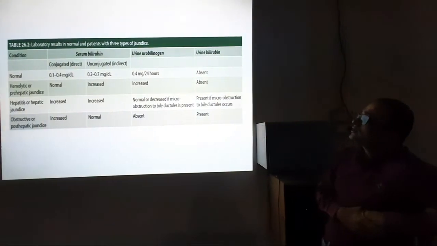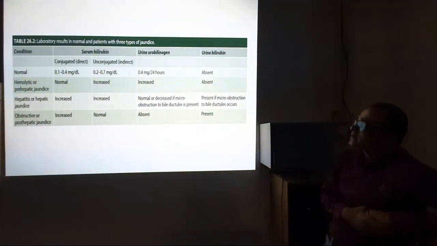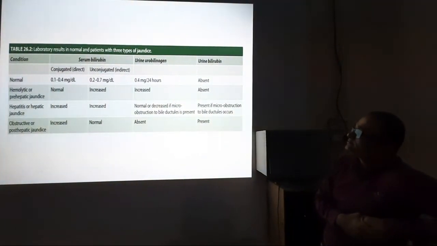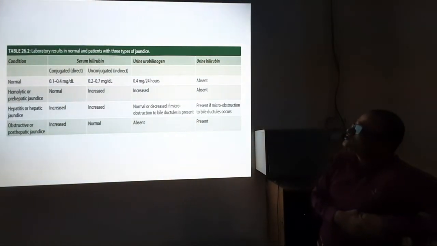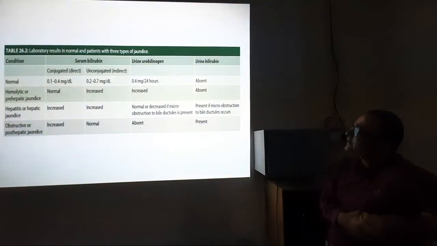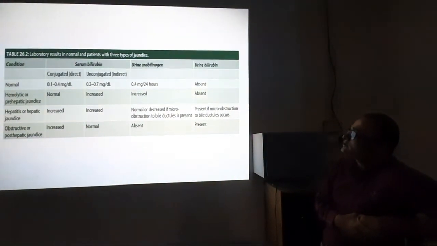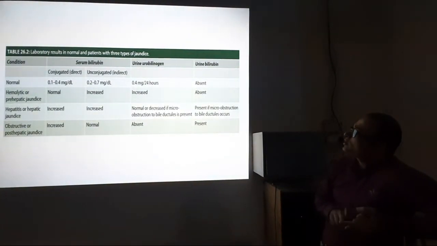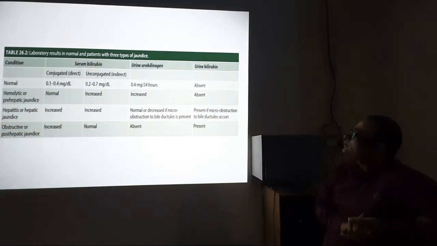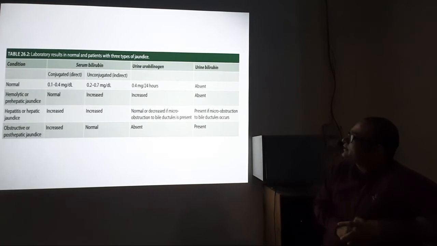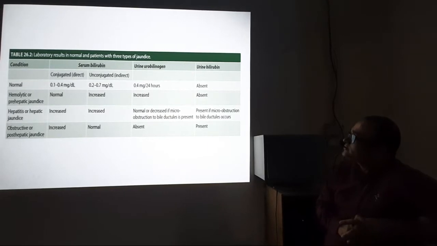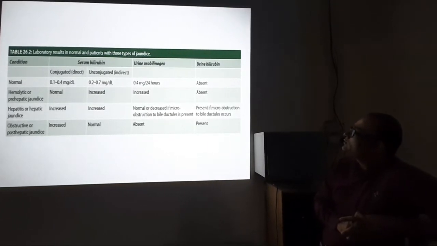Now we will go through the three types one by one. The first is hemolytic jaundice or prehepatic jaundice. In that, the conjugated bilirubin is normal, but unconjugated will be increased. As unconjugated bilirubin is increased, it will go to the intestine, and you will get more urine urobilinogen. But as you know, unconjugated bilirubin is not soluble in water, so urine bilirubin will be absent. So the features of hemolytic jaundice: raised unconjugated bilirubin, raised urine urobilinogen, and absent urine bilirubin.